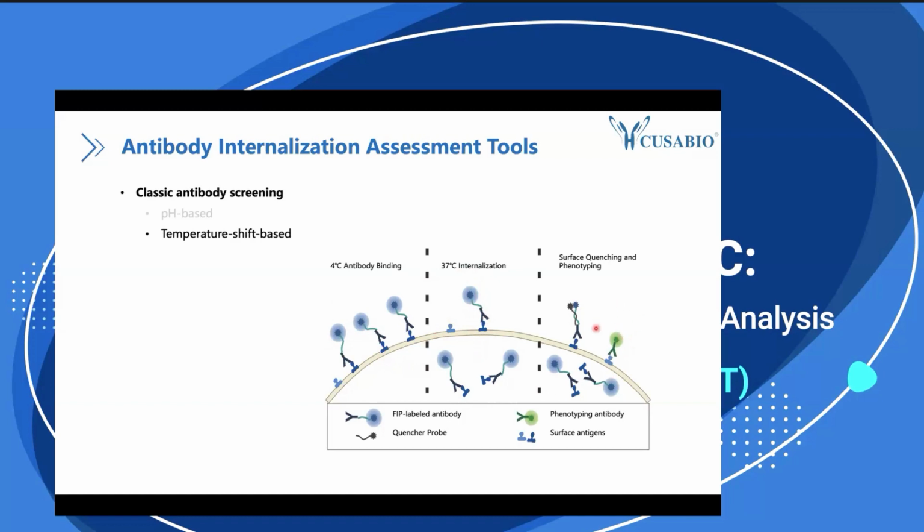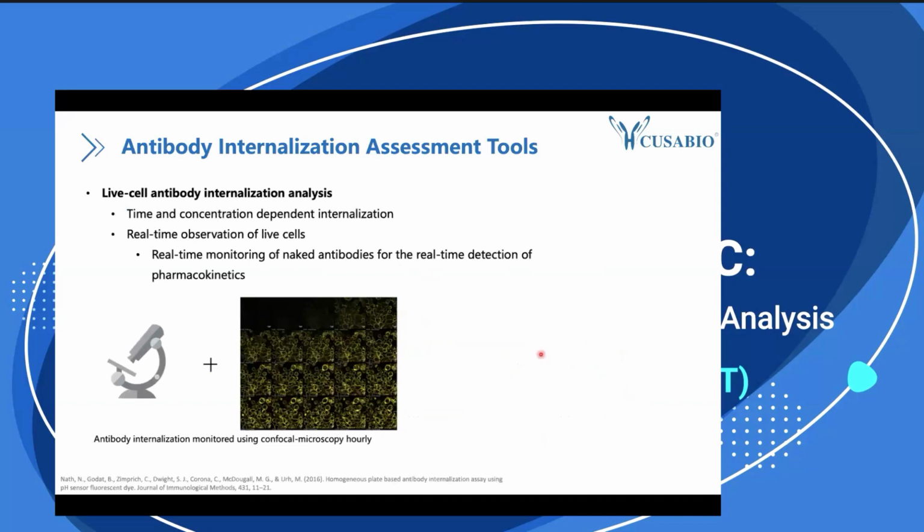Then after the surface quenching, the phenotyping antibody signal becomes frozen. You can imagine that the fluorescent signal inside the cell and outside the cell is different. Based on the intensity change outside and inside, the researchers can distinguish the fluorescent signals and determine how the antibody is internalized and what the internalization efficiency is. So it's similar to the pH one. However, it's not as popular as the pH one.